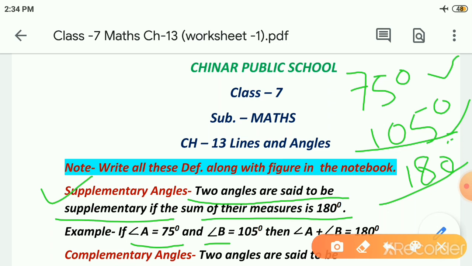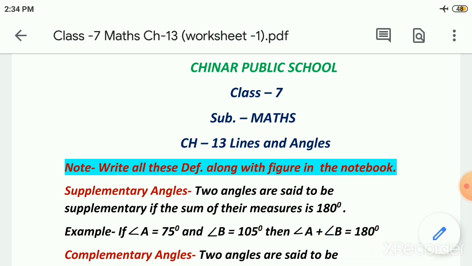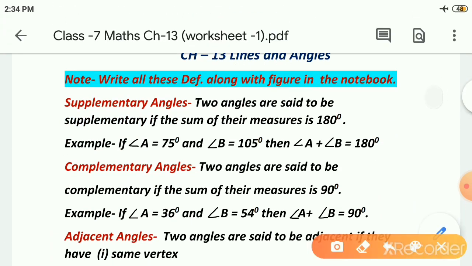So that their sum will give us 180 degrees. You have to remember that whenever two angles are given and it asks whether they are supplementary or not, you just add, and if their sum is 180 degrees, we say yes, these are supplementary angles. Like here you can see I have mentioned angle A 75 degrees and angle B 105 degrees. So their sum, angle A plus angle B, equals 180 degrees.